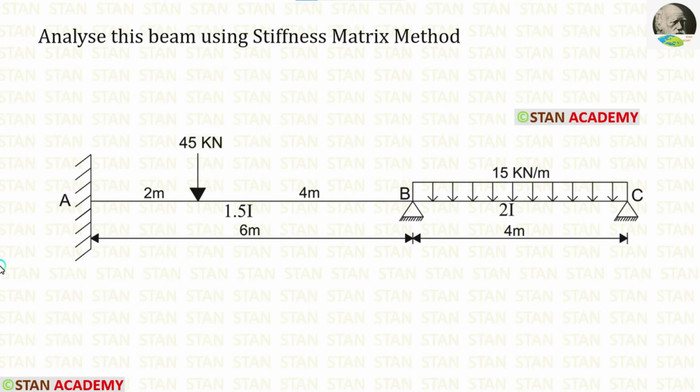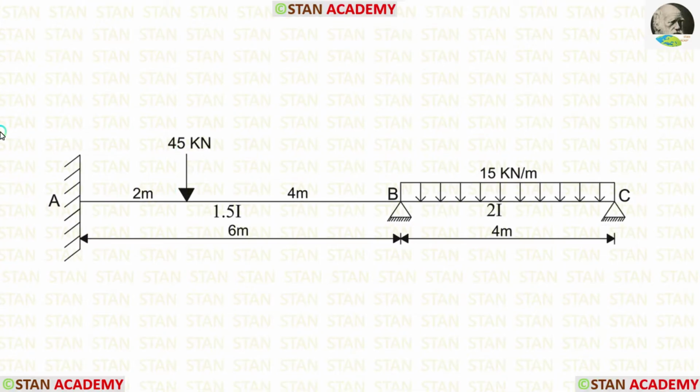Everyone, today we are going to analyze this beam using the stiffness matrix method. Before analyzing, let's see the beam one time. In this beam, there are two spans, span AB and span BC.